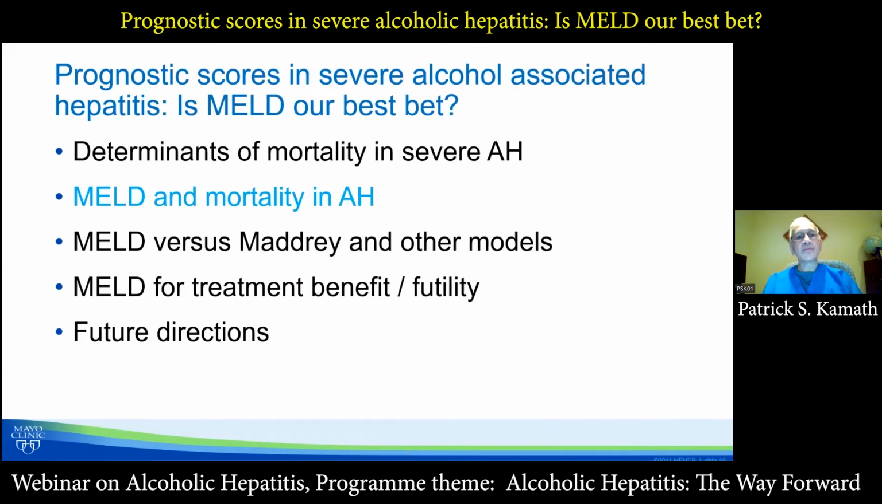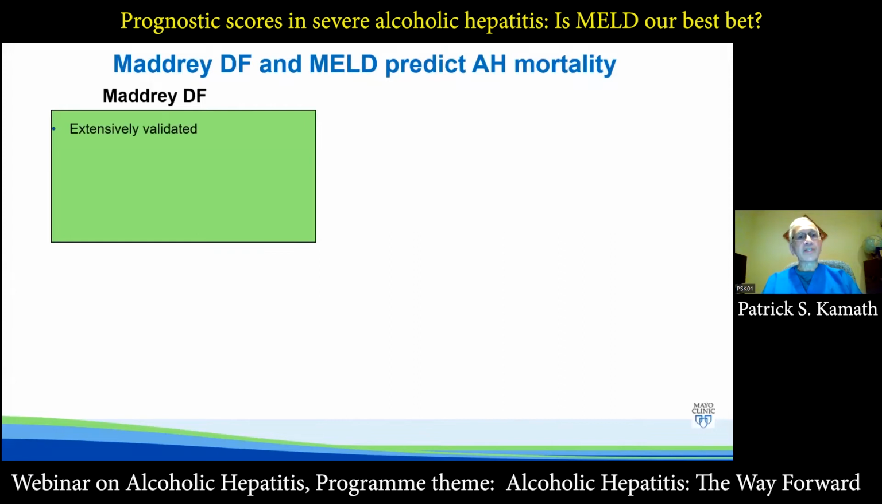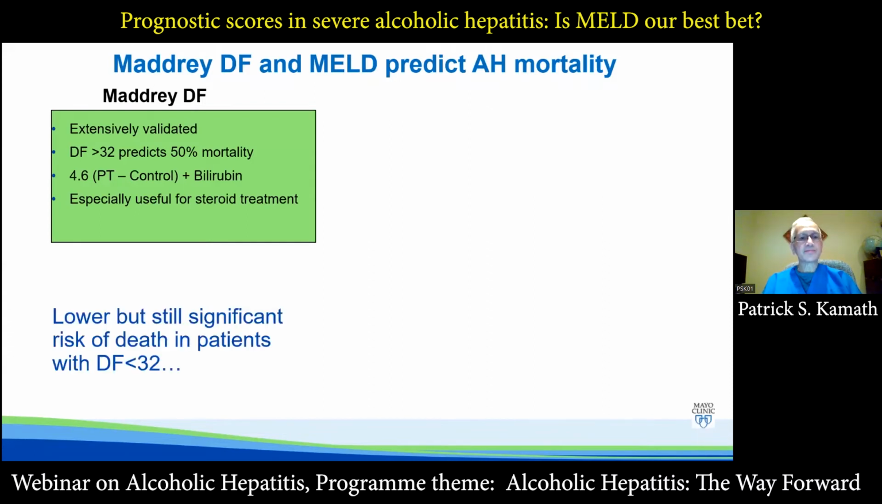So let's come to MELD and mortality in AH. Traditionally, we've used the MADRI discriminant function. It is extensively validated. DF greater than 32 predicts 50% mortality, calculated as 4.6 times prothrombin time minus control plus bilirubin, and this calculation is important, we'll find out later. It is derived for steroid treatment. The problem is that patients can have a DF less than 32, and they still have a significant risk of death, and we typically do not capture it when we use this score.